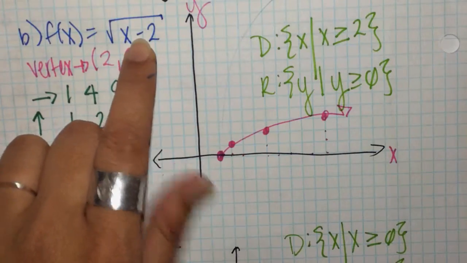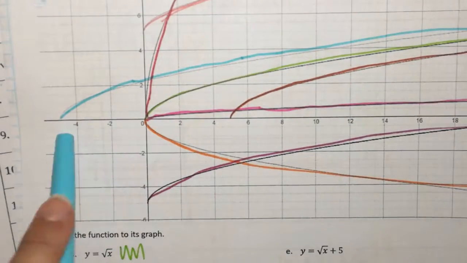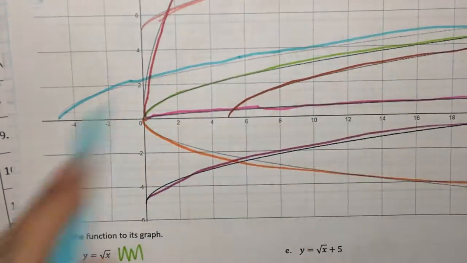Now, +5 under the radical, we know that moves it left or right. Now, when it's a -2, it moved it right too. So what would +5 do? It would move it left 5. So it's the opposite. So it's that one.